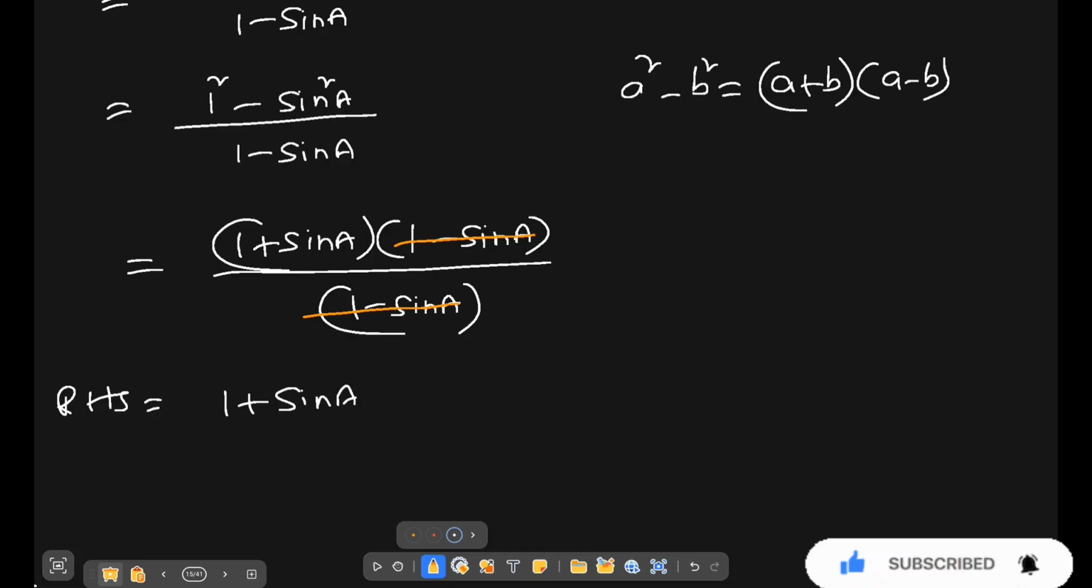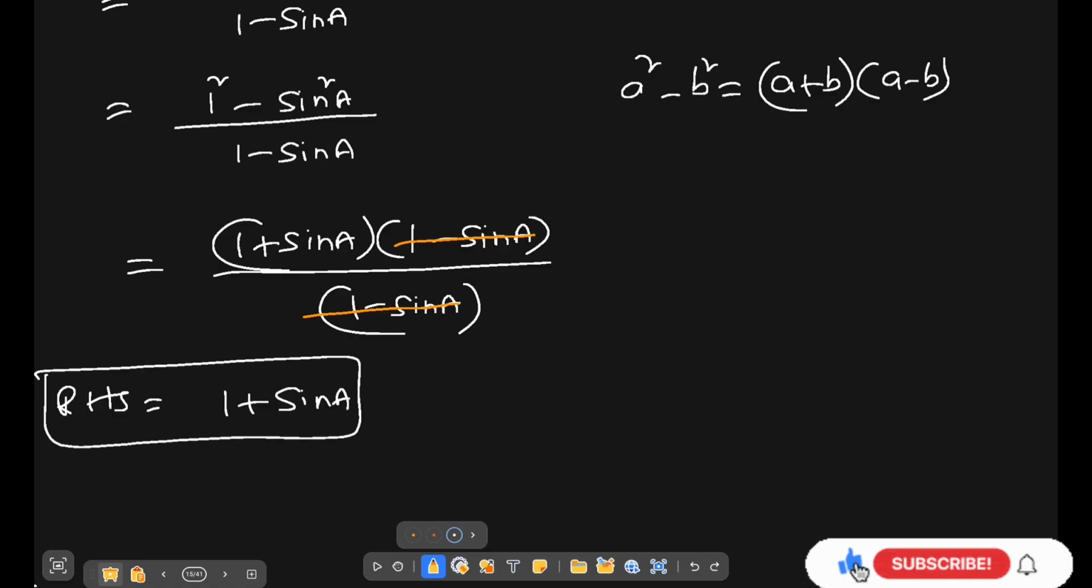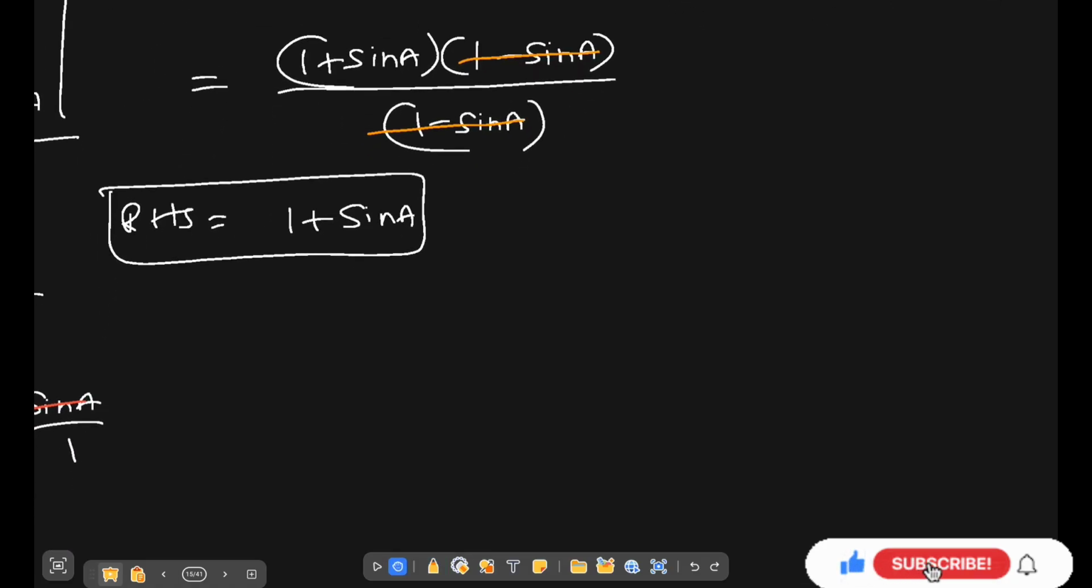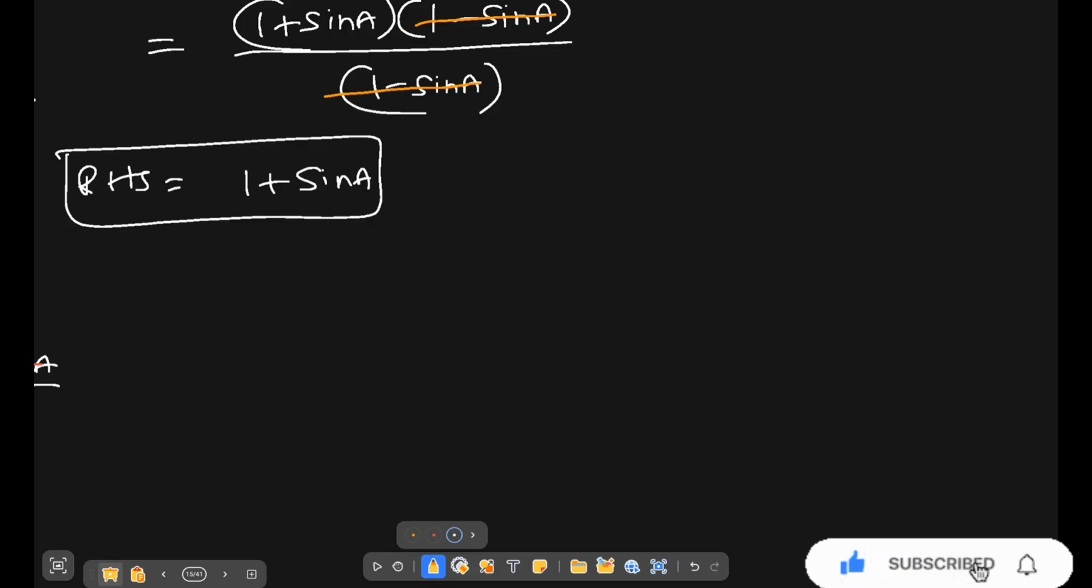So LHS is equal to 1 + sin A and RHS is also equal to 1 + sin A. So here we got LHS equal to RHS. Therefore LHS is equal to RHS. Hence proved.